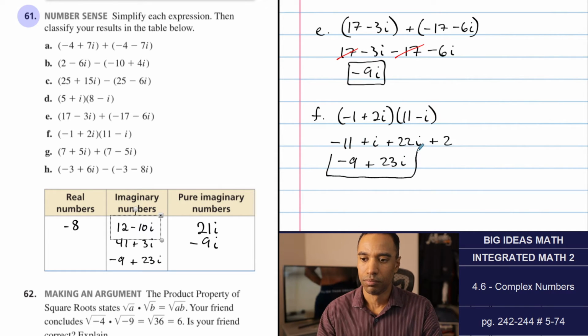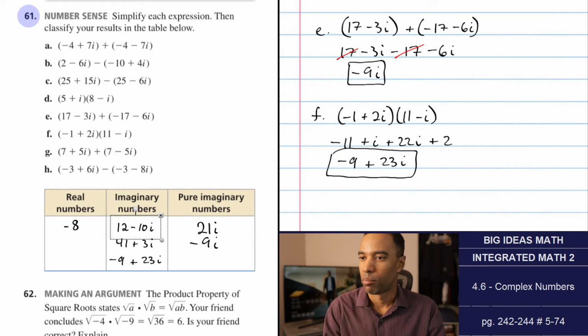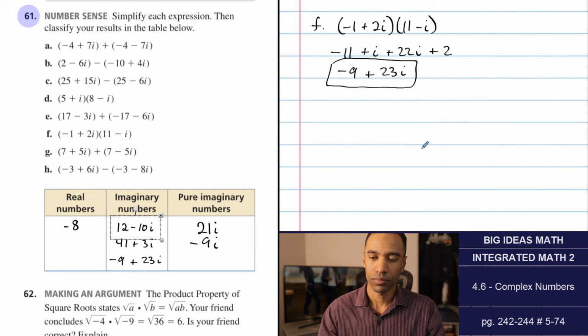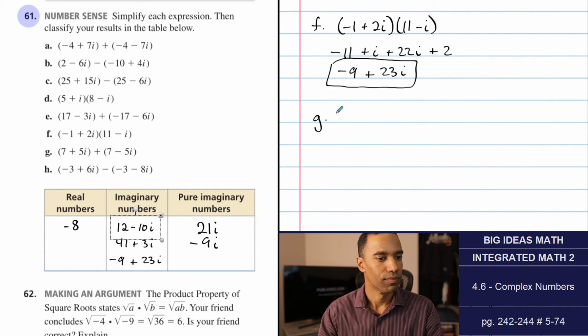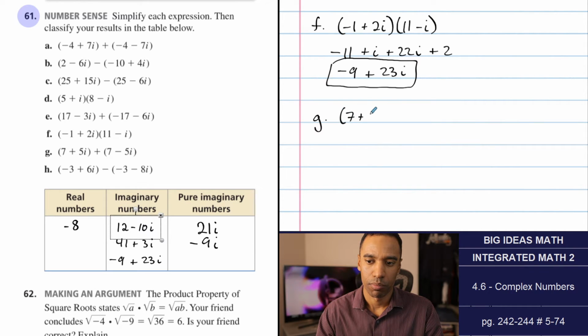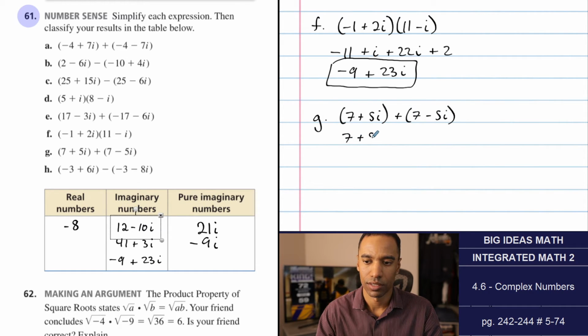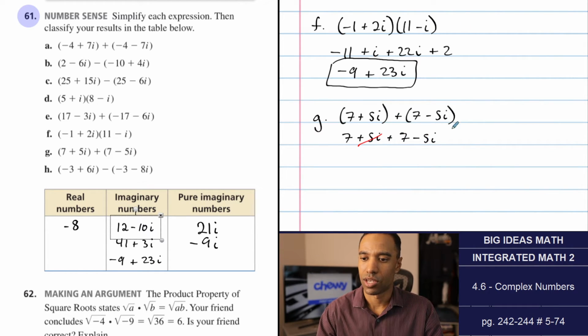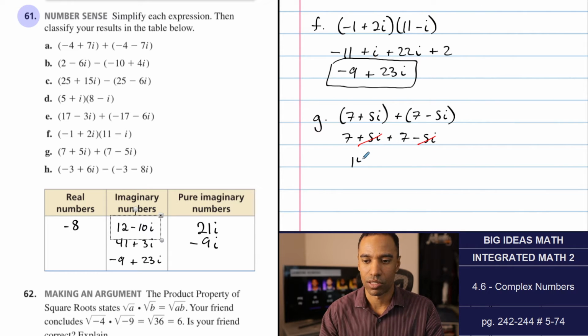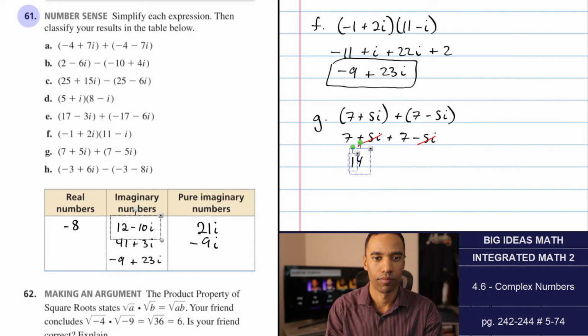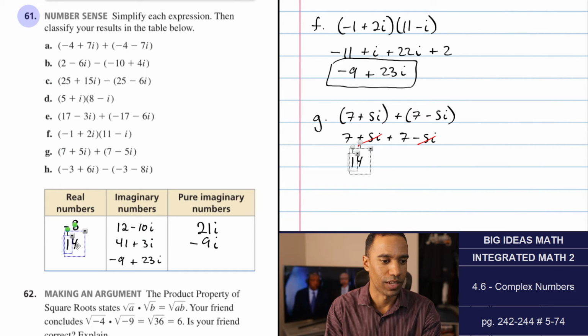Okay. Part G. We have 7 plus 5i plus 7 minus 5i. I think you see where this is going. These guys are gone, and 7 plus 7 is 14. There we go.